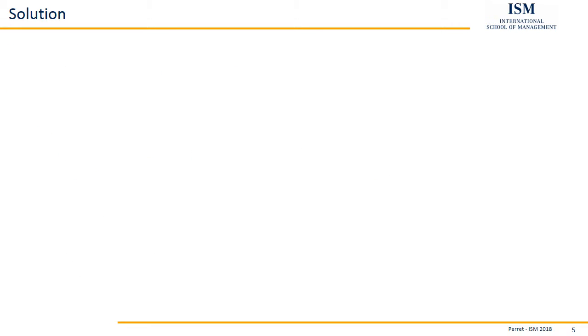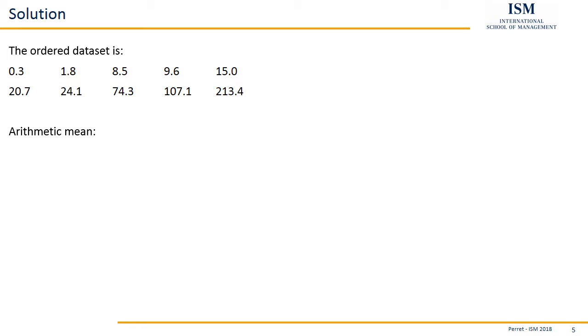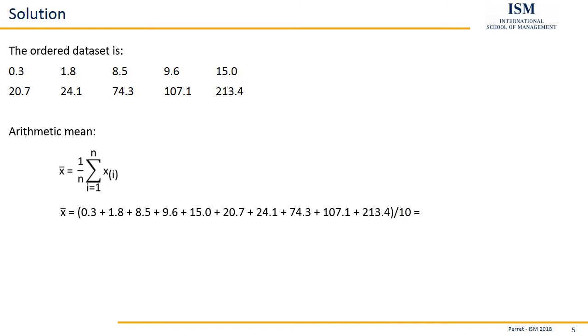Let's move on to the second part of the exercise. First off, we again consider the ordered data set, and for calculation of the arithmetic mean, we simply add up all of the data points and divide them by the number of observations. So here we have 10 observations, so we divide the sum by 10. As we can see here, adding up all of the numbers and dividing them by 10 leads to a result of 47.848. This then is our arithmetic mean, and also the solution for the second part of this exercise.